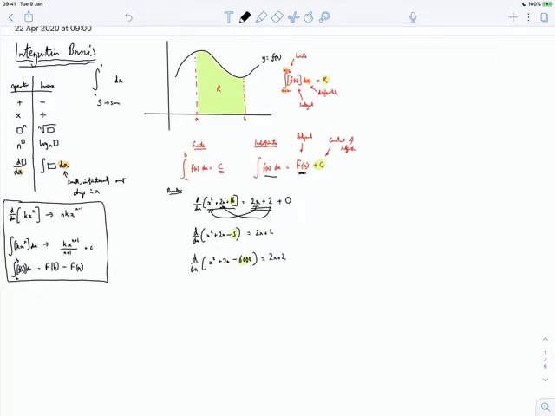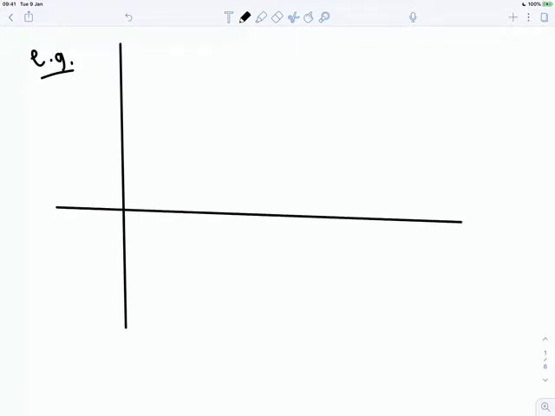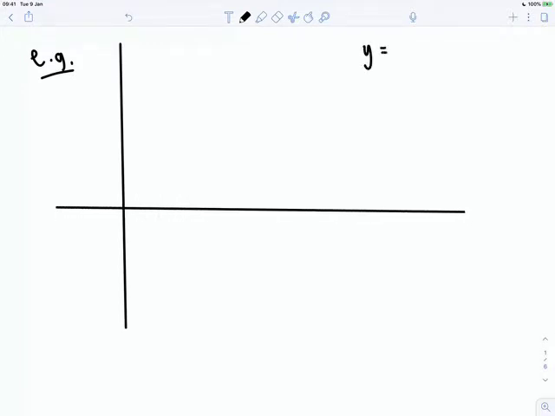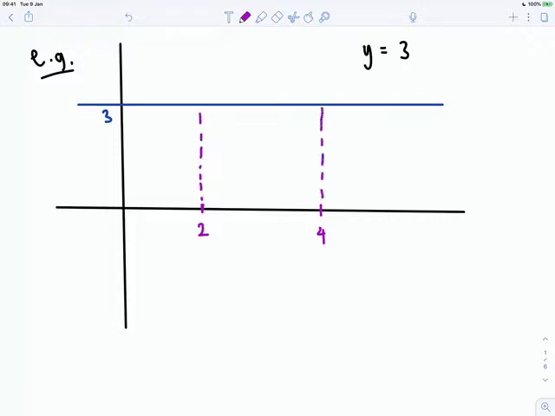So actually, let's take a really simple example. Let's suppose I've got the function y equals 3. What does y equals 3 look like? y equals 3 is just a horizontal line looking like this. And it's 3 high. It's nothing magical. And let's say we're interested in finding the area between, let's say, 2 and 4. So if I trace this up, and I trace this up, I want to find this area under the curve.